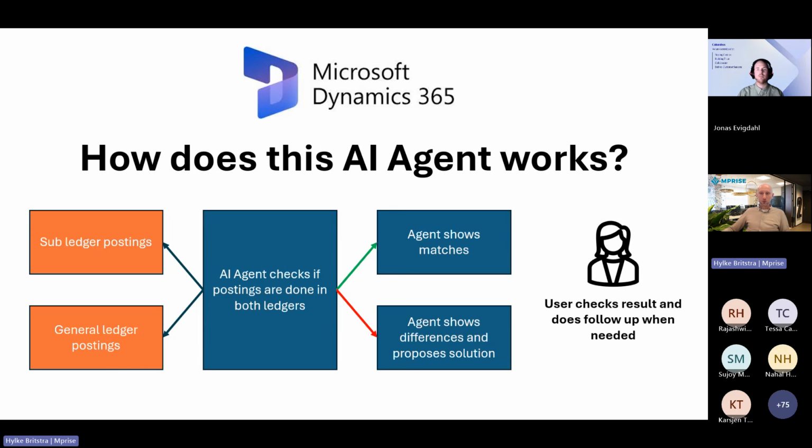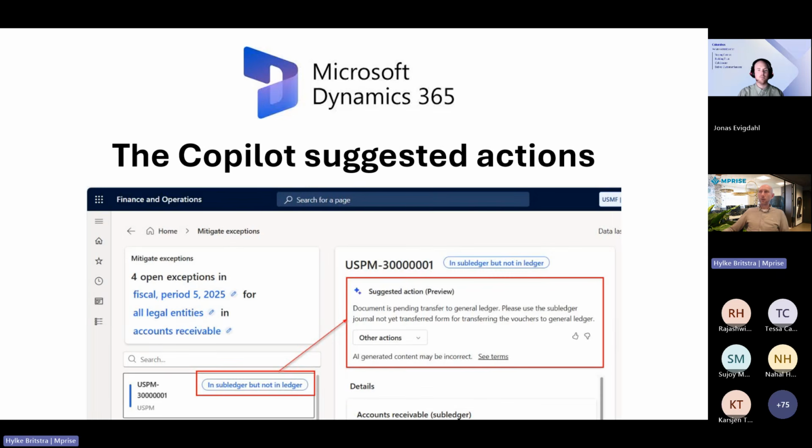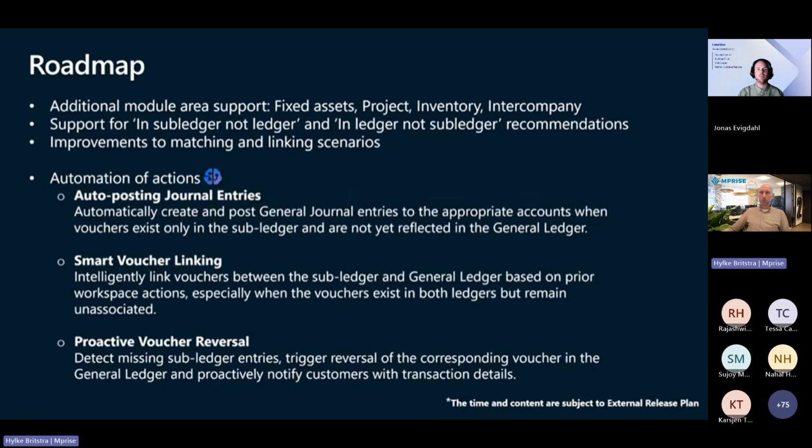And that is the account reconciliation agent, where you have the dashboard that we just saw, and the suggested actions that Copilot can give. And when it comes to the future, about the roadmap, additional support is being expected. At the top, you can see that fixed asset, project, inventory, and intercompany modules will be added for Reconcile. At this moment, they are not available yet, but it means that even more modules will be checked for the subledger and the general ledger postings.